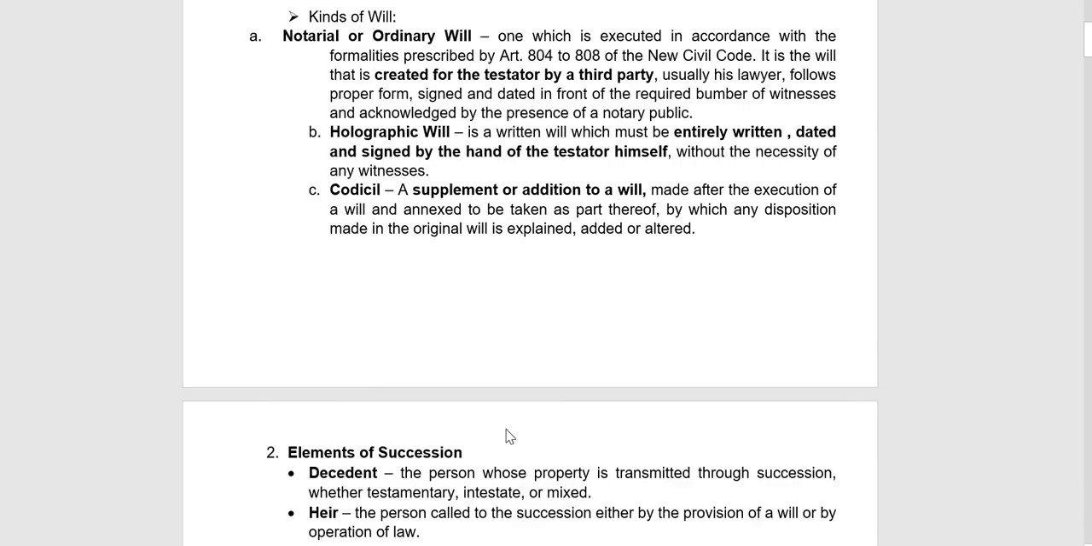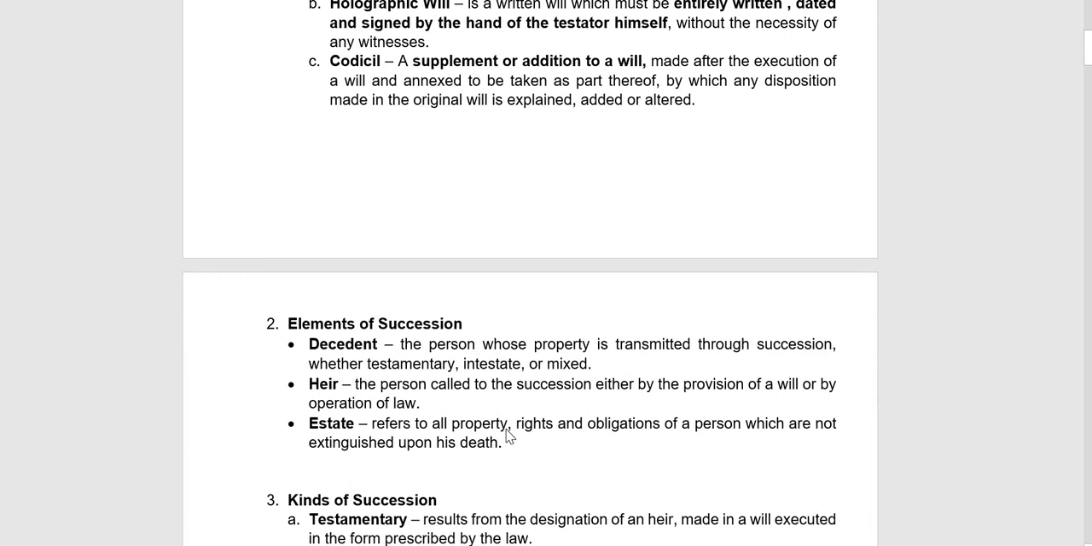What are the elements of succession? First is the decedent. Of course, it is the person whose property is transmitted through succession, whether testamentary, intestate, or mixed. There is also no succession without an heir, because they are the ones who will succeed to the property. These are the persons called to the succession, either by the provision of a will, if testamentary, or by operation of law, if intestate.